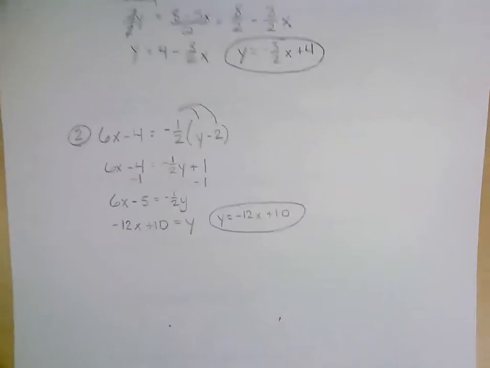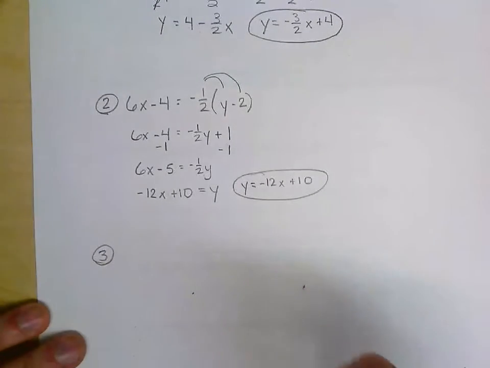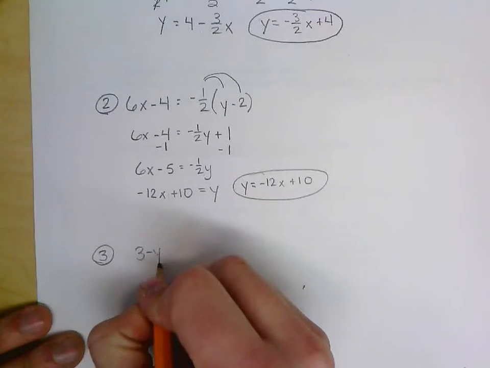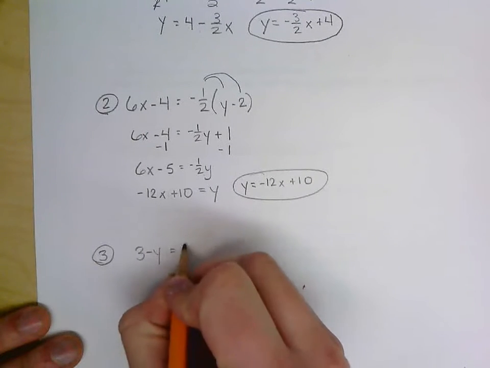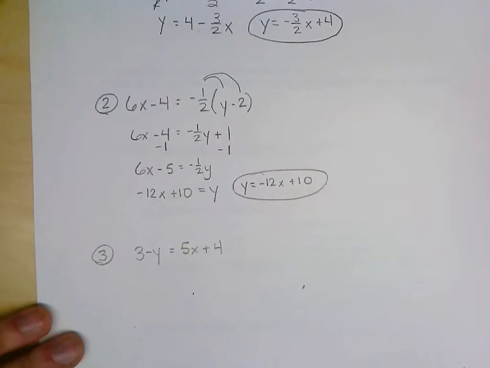For our third example, we're going to try to figure out what we need to do when we have a negative y in our equation. So we have 3 minus y equals 5x plus 4. There are two approaches to solve this. I'm going to go through the one that most people had difficulties with and then show you another strategy that you could use to try and solve for y as well.